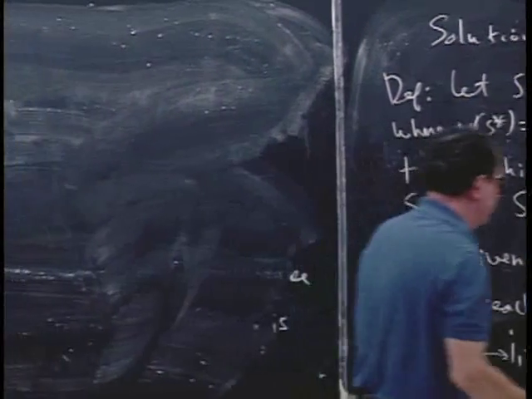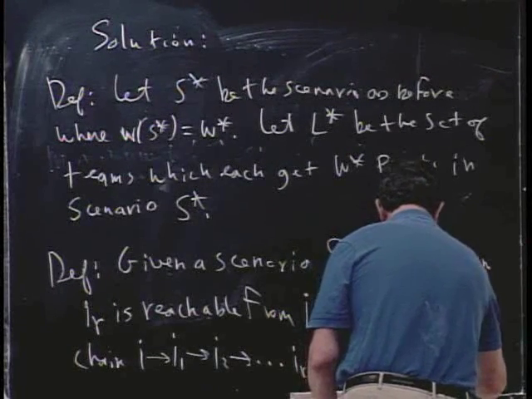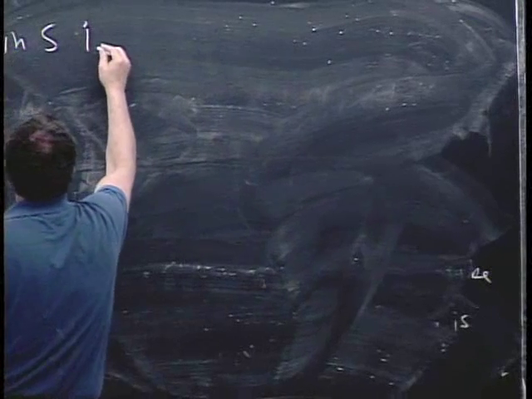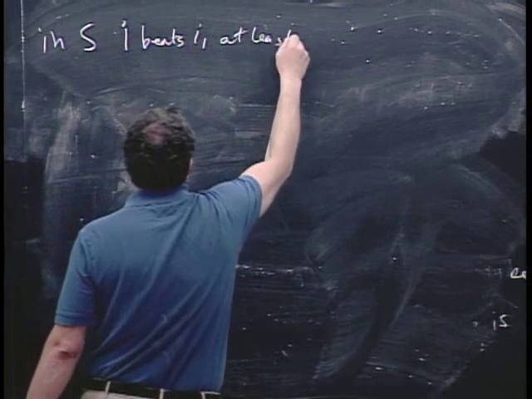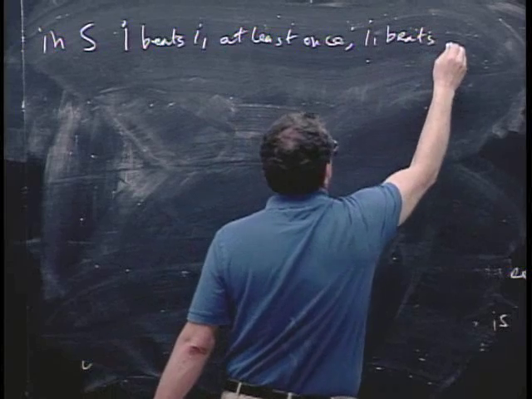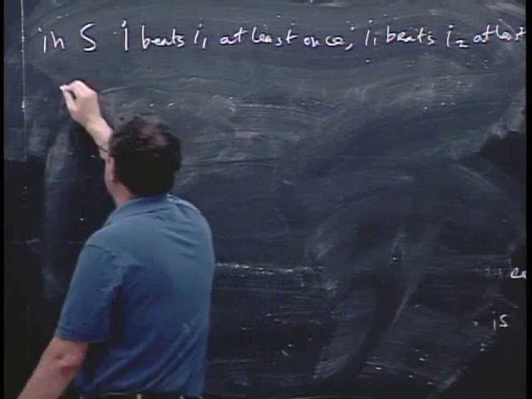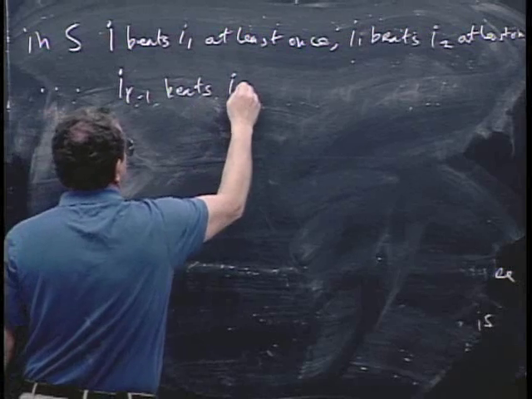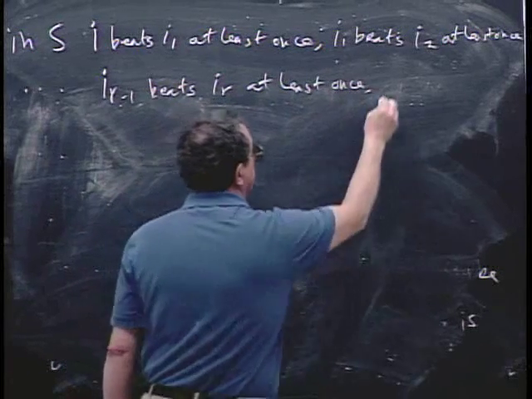There's a chain, I don't want to where, I want to such that, in S, I beats I1 at least once, I1 beats I2 at least once, dot, dot, dot, so I(R-1) beats I R at least once. And all of these are in the new games.